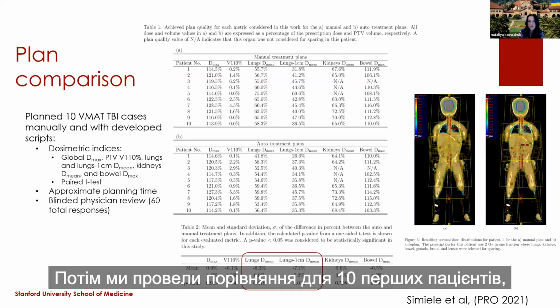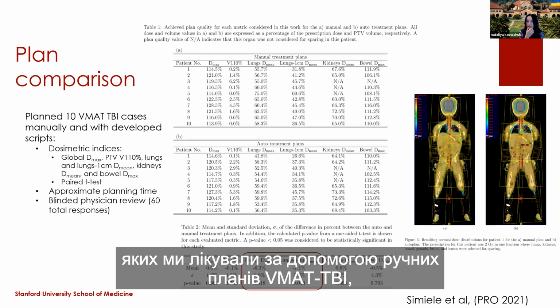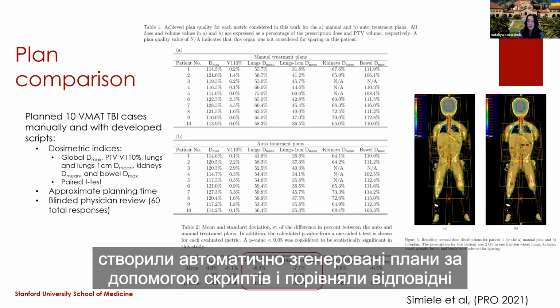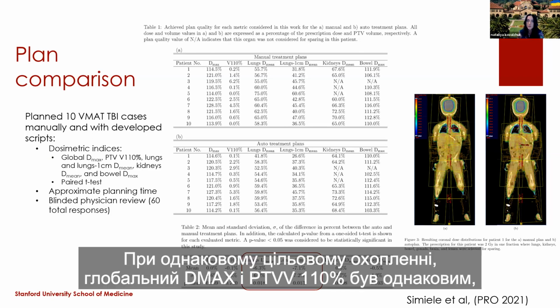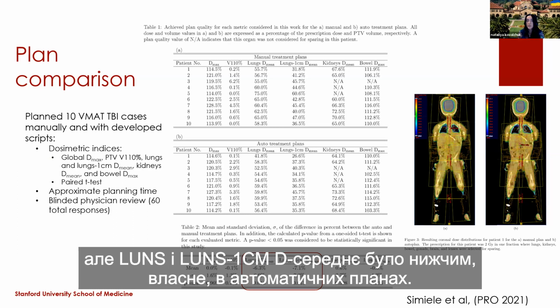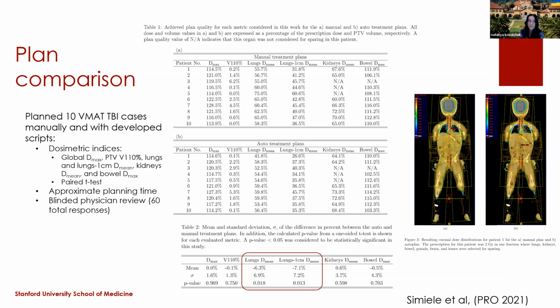Then we did the comparison for the first 10 patients that we treated with manual VMAT TBI plans. We created the auto-generated plans using the scripts, and we compared the appropriate dosimetric indices. For the same target coverage, the global Dmax and PTV 110% were the same, but the lungs and lungs minus 1 cm Dmean were lower, actually, with auto plans.